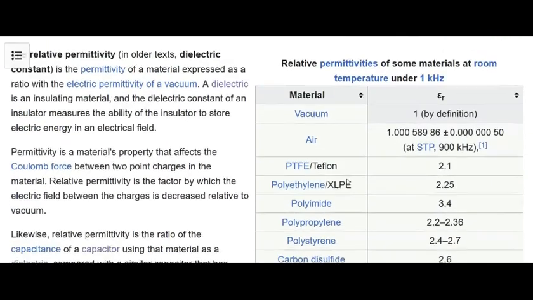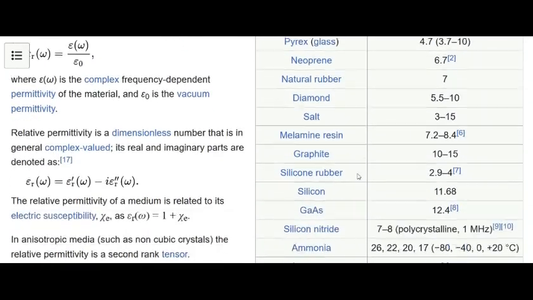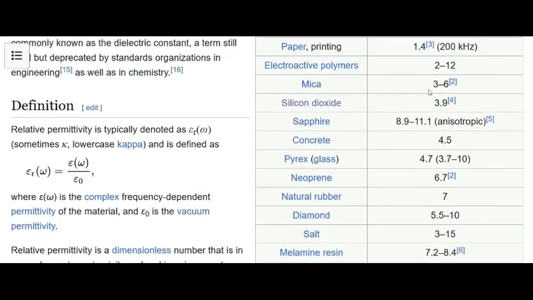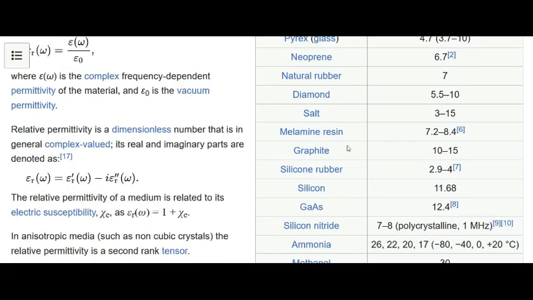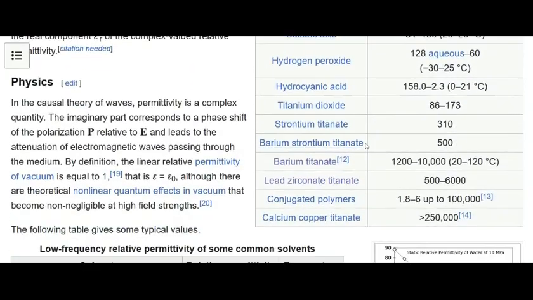And you can see that there is a tremendous variability in the different materials. Here's mica, and we'll talk a little bit more about some of these materials, all the way out to things like barium titanate, which has a 1,200 to 10,000 fold greater relative permittivity or dielectric constant than air.